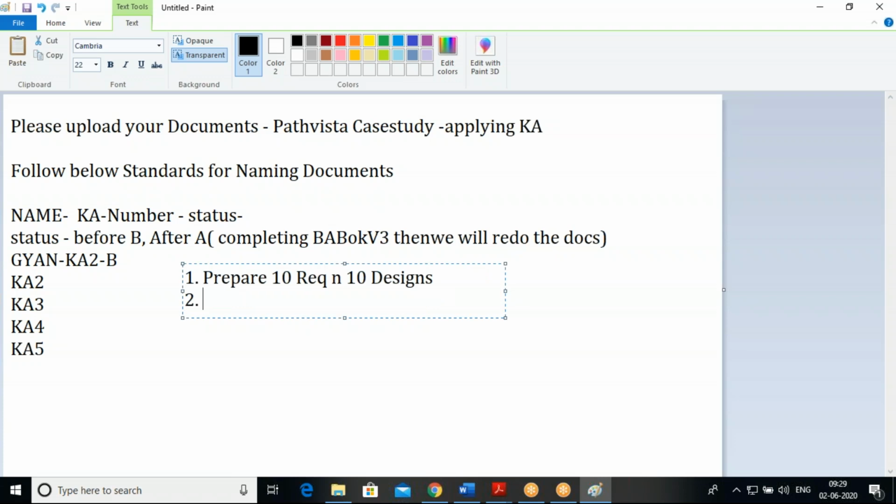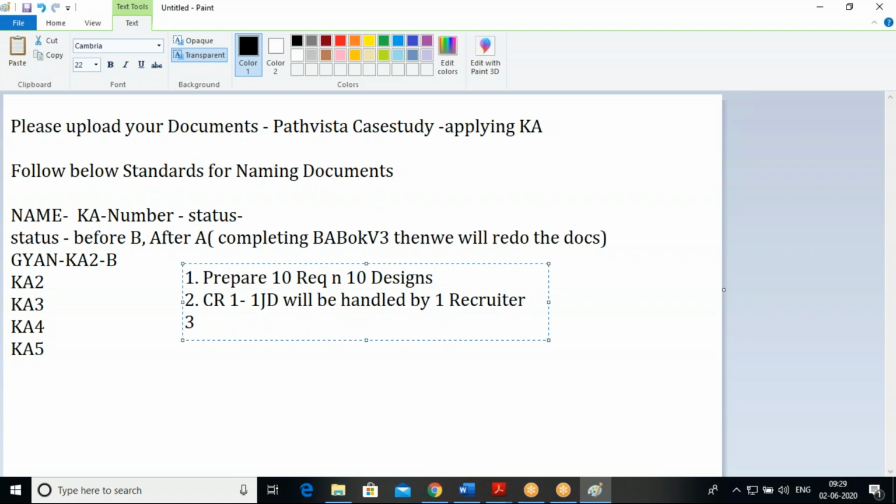And the second part is, I told you about a change request. I gave you change request 1. What is change request 1? Change request 1 means one JD will be handled by only one recruiter. And the third one, I gave you change request 2. Like the billing is not with timesheets.